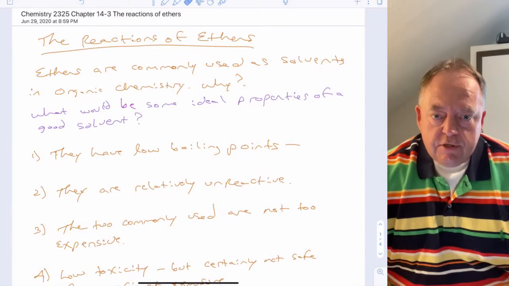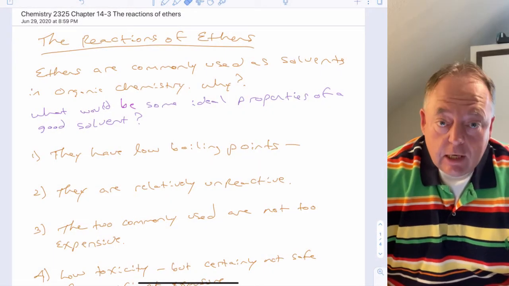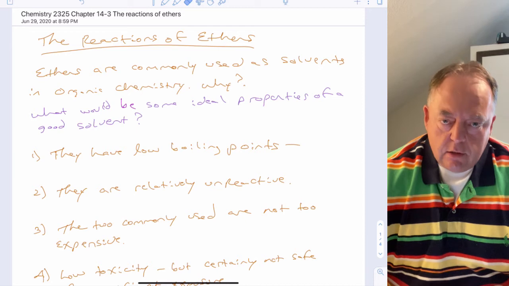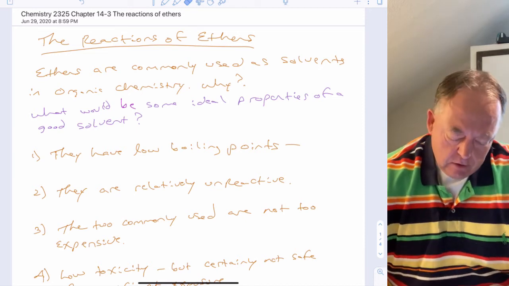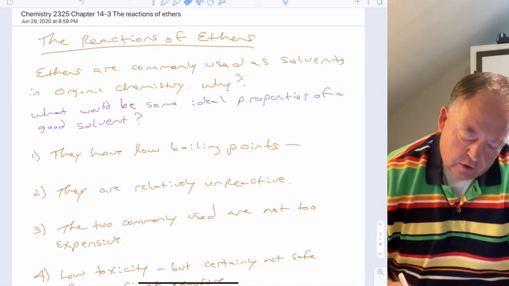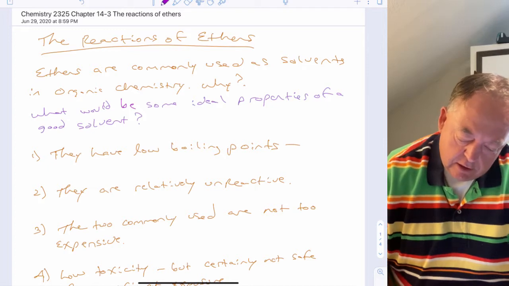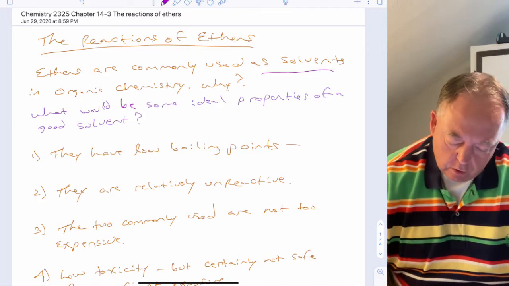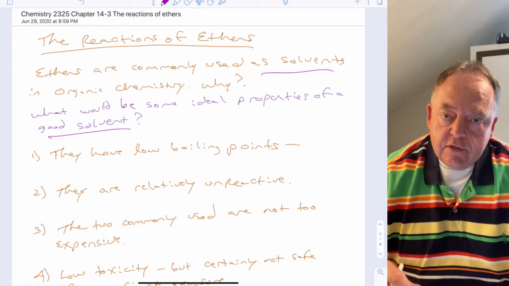Okay, in this lecture, the third lecture out of chapter 14, we'll look at the reactions of ethers. Ethers are very commonly used as solvents in organic chemistry. So what would be some ideal properties of a good solvent?